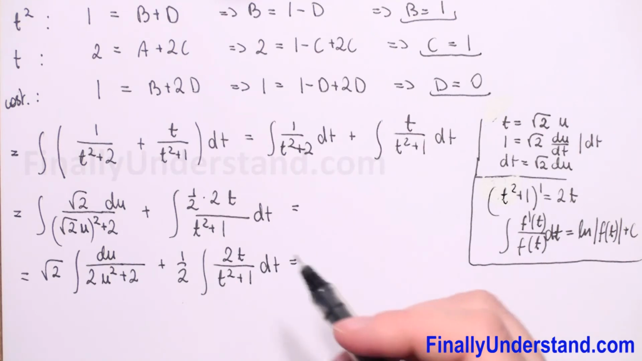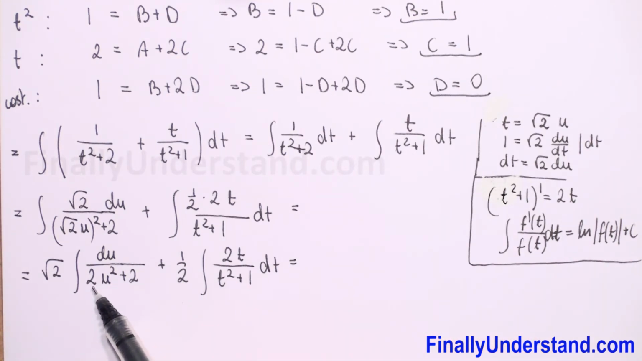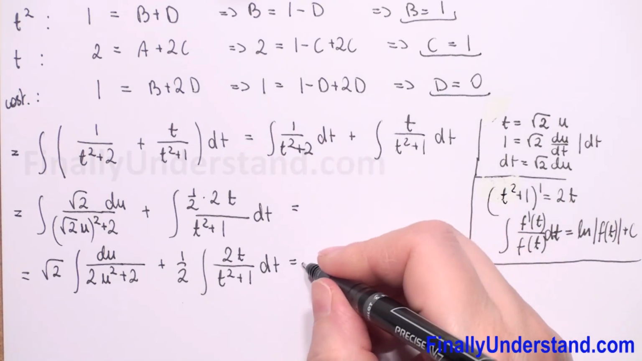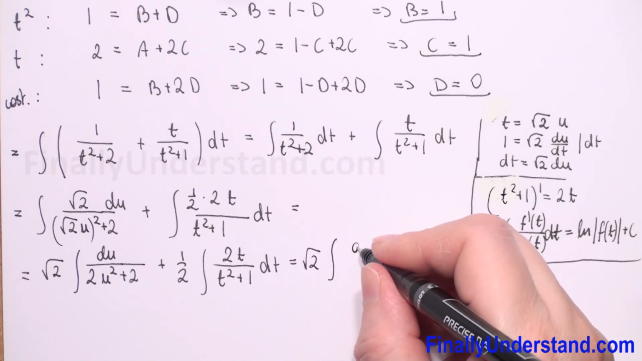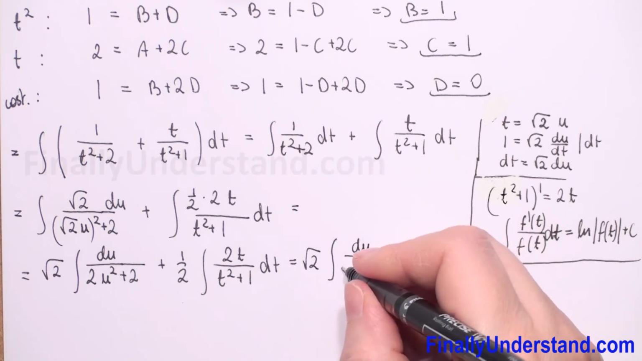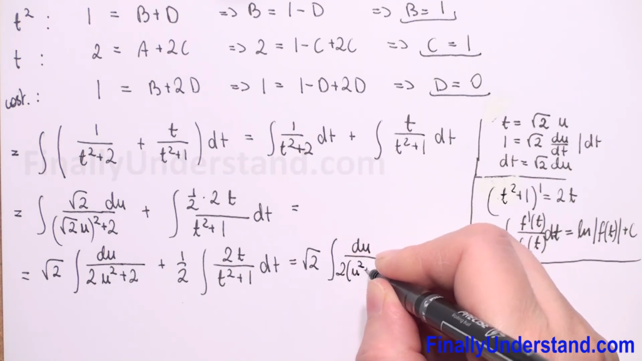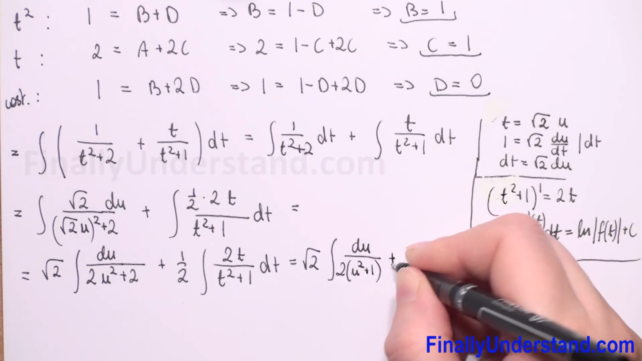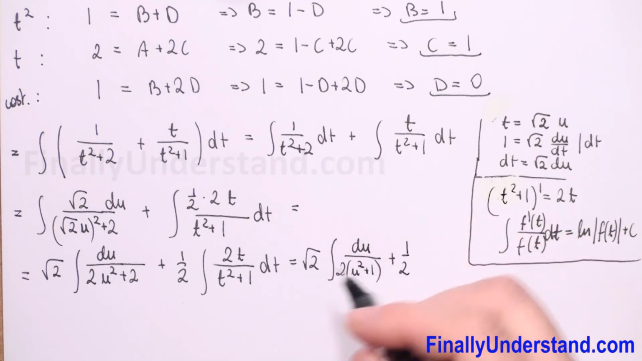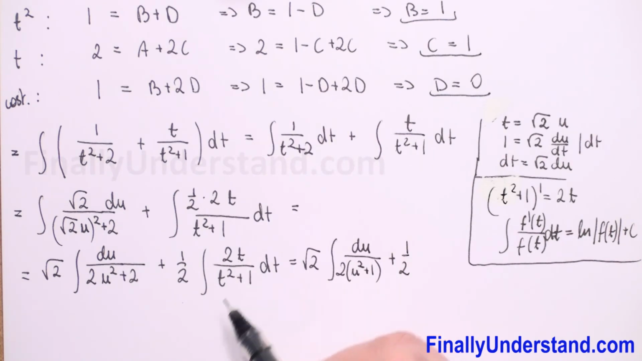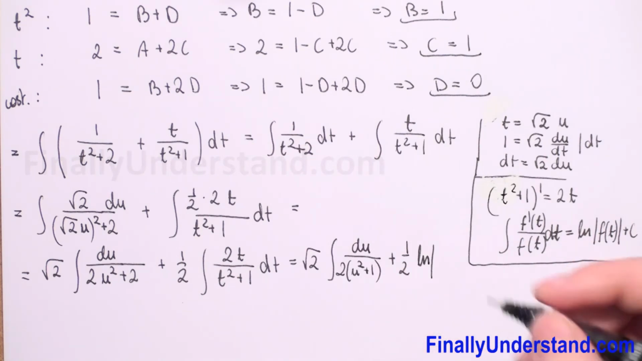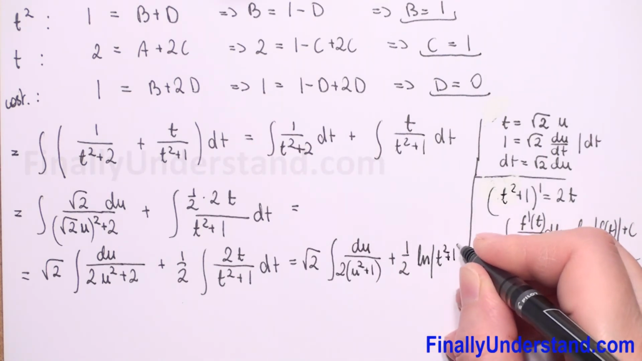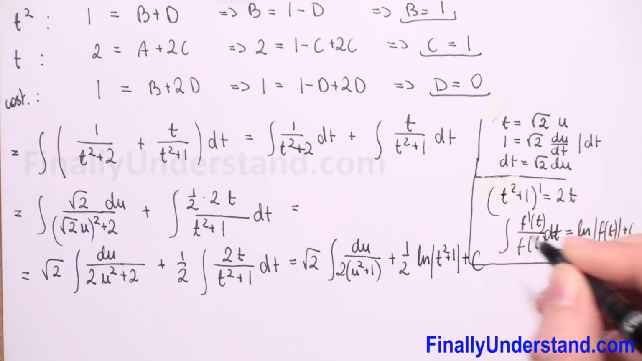So this is equal. In the first integral, we will factorize 2 in the denominator. So we have square root of 2, and we have the integral of du over 2 times u squared plus 1, plus, and now we have 1/2. In the numerator we have the derivative of the denominator, so we will use this formula. So we have the natural logarithm of the absolute value of t squared plus 1 plus constant c, of course.